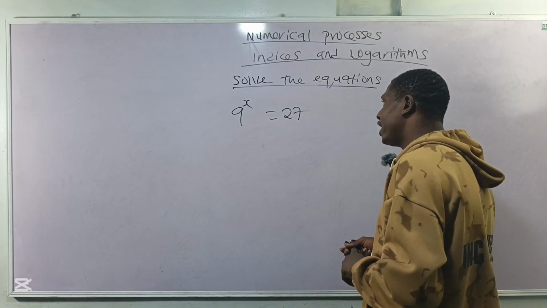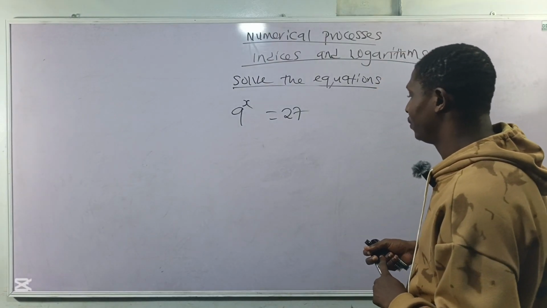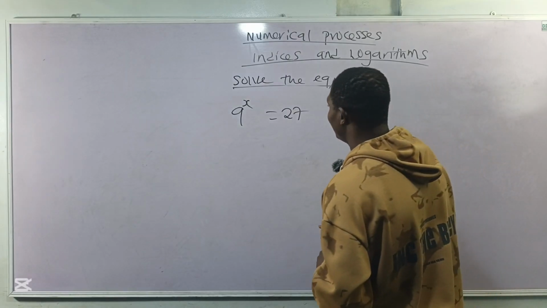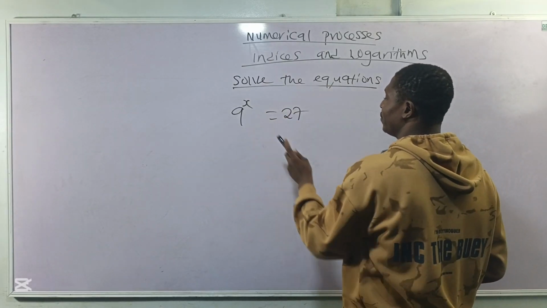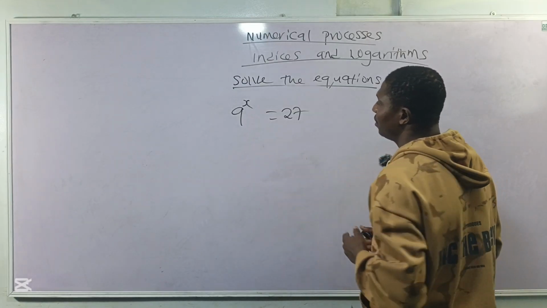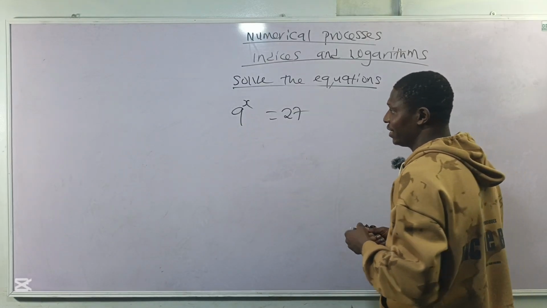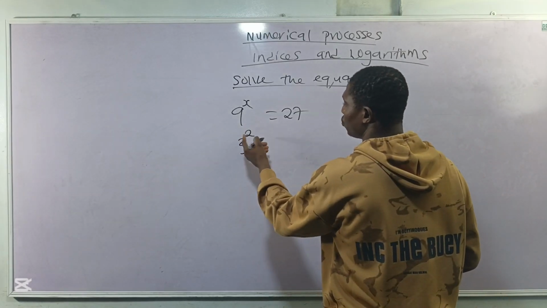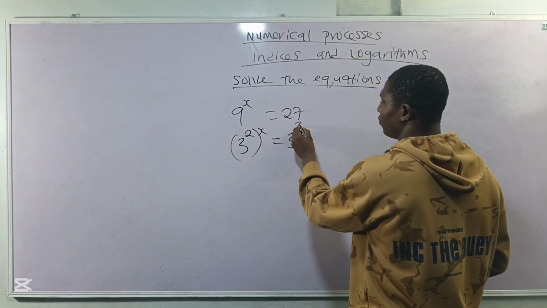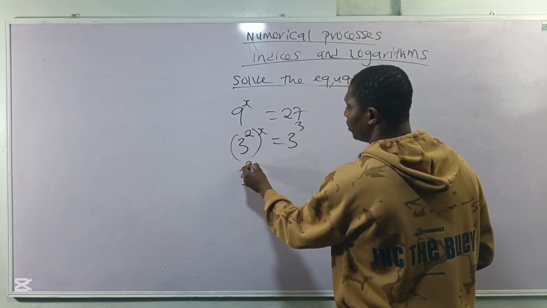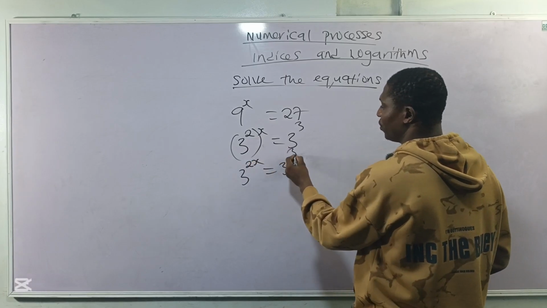We have 9 raised to the power x equal to 27. How do we express this so that we have the value of x? 27 cannot be expressed in terms of power of 9. So we reduce it down to 3. So we can have 3 raised to the power 2 to be equal to 9. You have your bracket x. And this can be written as 3 raised to the power 3. This becomes 3 raised to the power 2x equals 3 raised to the power 3.